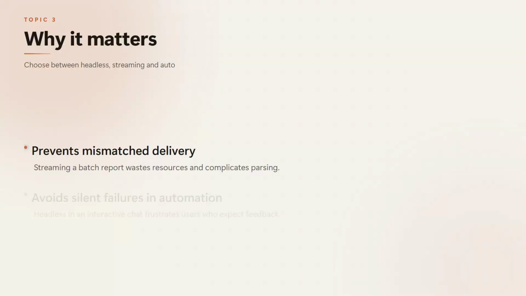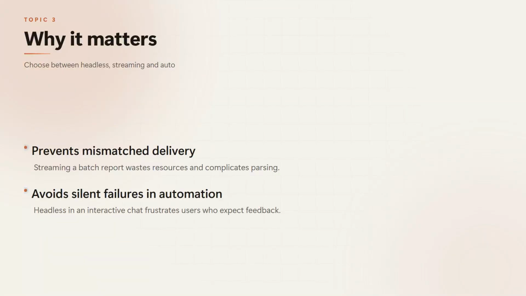Without deliberate mode selection, automation breaks in ways that are hard to debug. Picture a support chatbot that uses headless mode. The user stares at a blank screen until the full response arrives, then gets a wall of text. They assume the system is broken and escalate. On the other side, a CI pipeline that streams token by token forces the build script to reassemble fragments, adding brittle parsing logic. Both failures cost trust and engineering time, and both come from not asking the one question that prevents them: what is consuming this output?